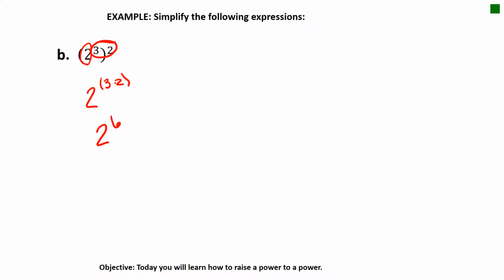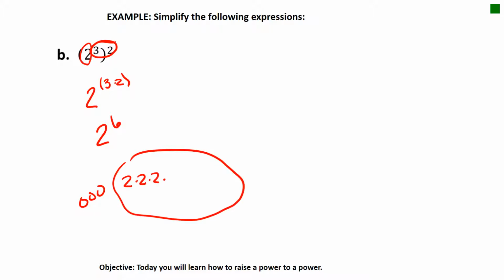Now, because it's a number, we can expand it. 2 to the 6, remember, in your head, is 1, 2, 3, 4, 5, 6 twos. 2 times 2 is 4. 4 times 2 is 8. 8 times 2 is 16. 16 times 2 is 32. 32 times 2 is 64. It does not mean 2 times 6. When you have numbers, you have to actually multiply them out. When you have variables, you can just multiply the creepers.